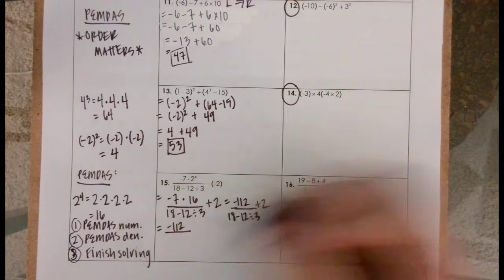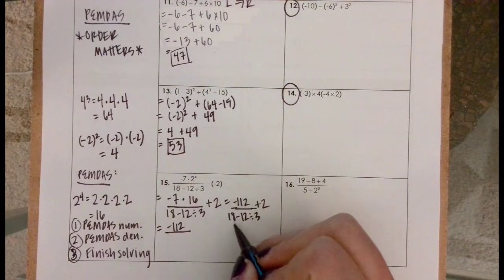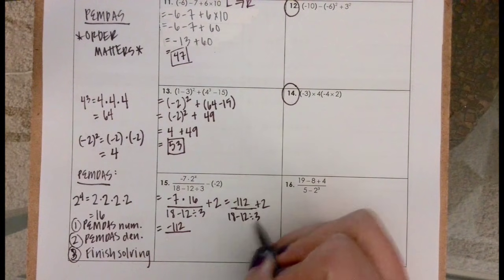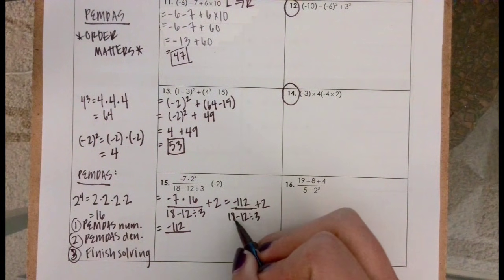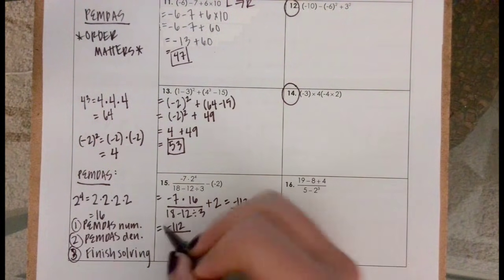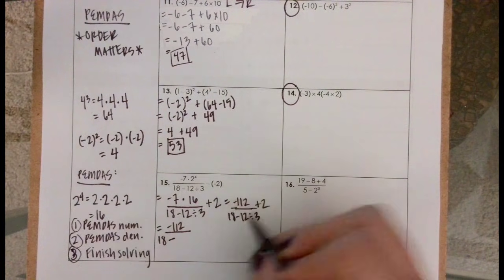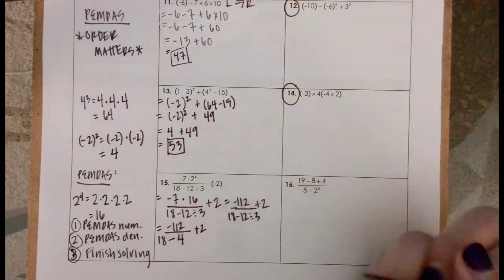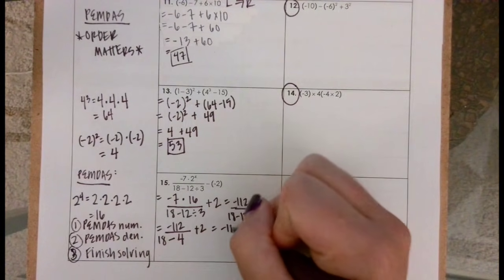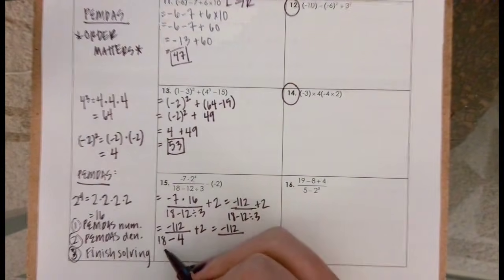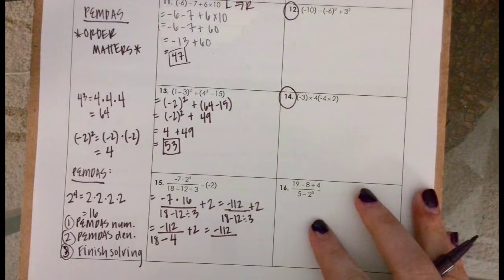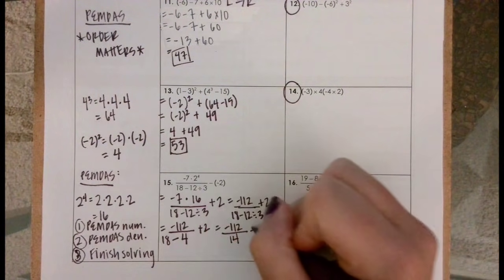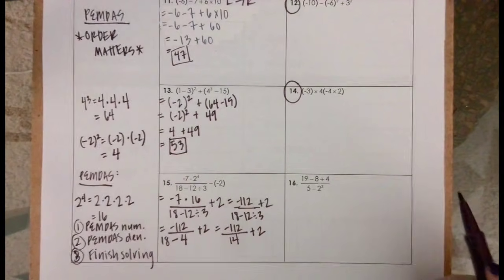So negative 112 over, PEMDAS starts over on the denominator, 18 minus, I don't have any parentheses, I don't have any exponents, I don't have any multiplication, but I do have division. So we're going to do 18 minus 12 divided by 3 is 4, and then plus 2 off to the side. Go to the next step. So negative 112 all over. Now I can do 18 minus 4 because subtraction's next. 18 minus 4 is 14 plus 2.